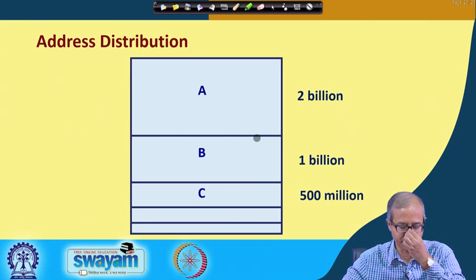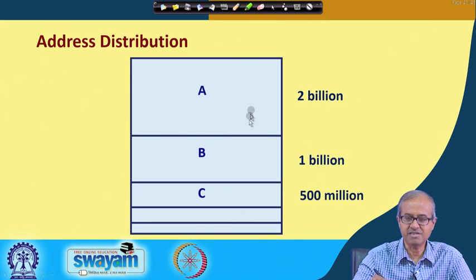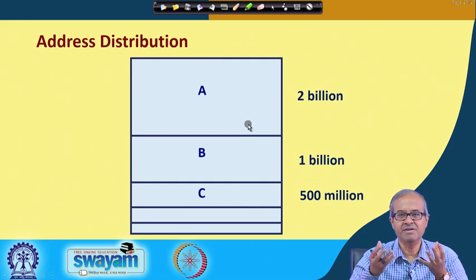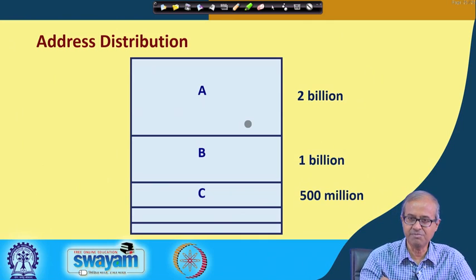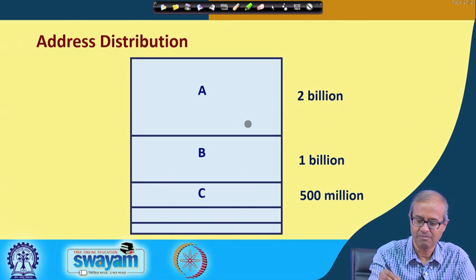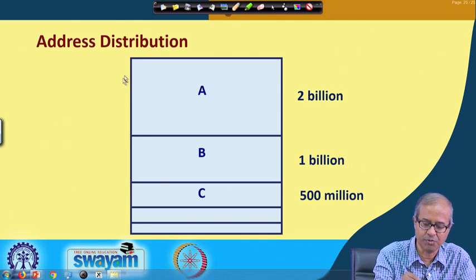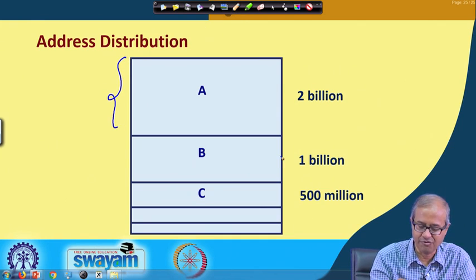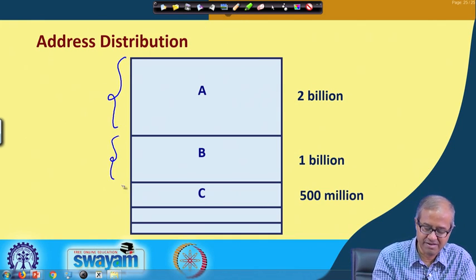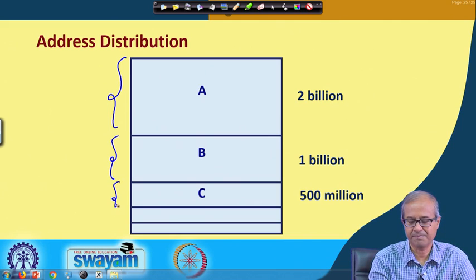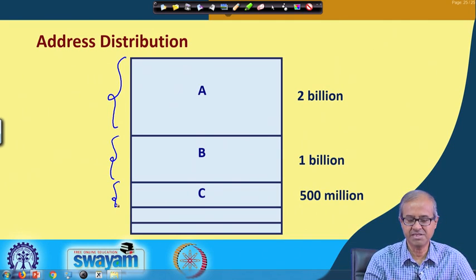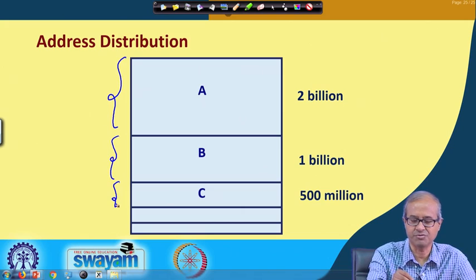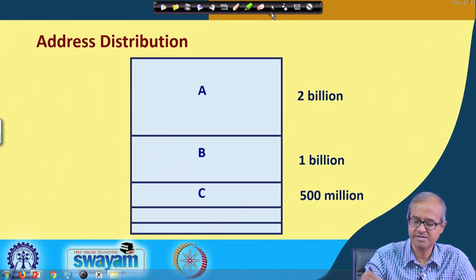Now, address distribution is like this. You see, class A networks are few in number, but in each network the number of computers can be huge. So, in terms of the total number of addresses, class A occupies the maximum, followed by class B and finally followed by class C. This is the address distribution if you are interested to know. This is how it works.